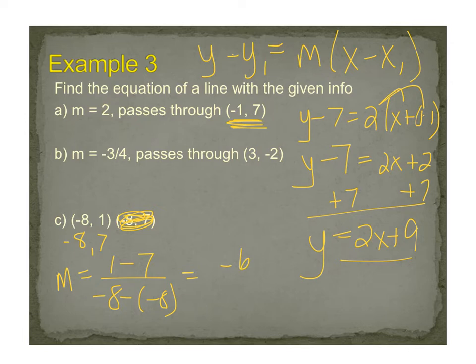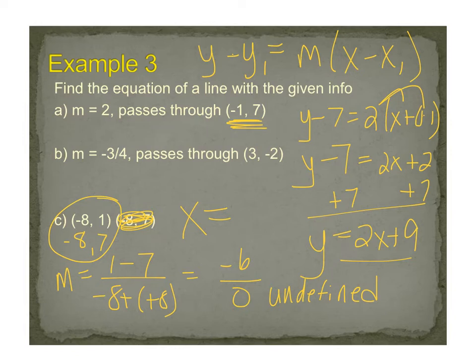Negative 6. And then I have negative 8 plus 8 is what? Zero. So what kind of a slope is that? Undefined. Very good. So that means, guys, what kind of a line am I going to have if it's undefined? Vertical. Very good. So it would be x equals, right? X equals. What do you notice about these two x values? They're both negative 8. So what kind of a line do you think this is? Vertical. At what point? Negative 8.